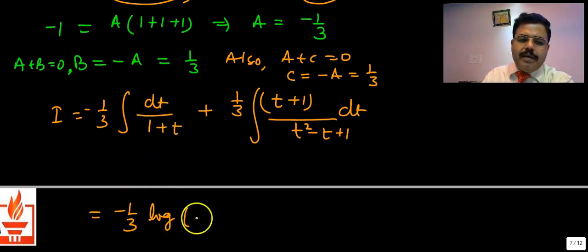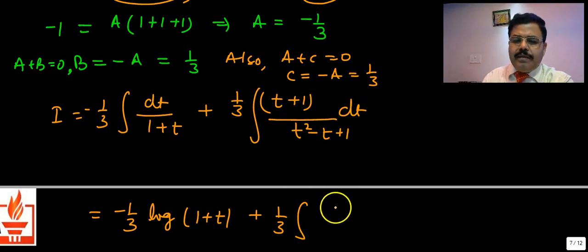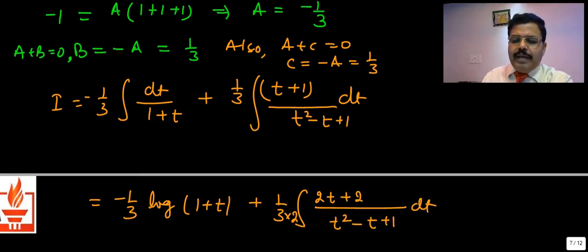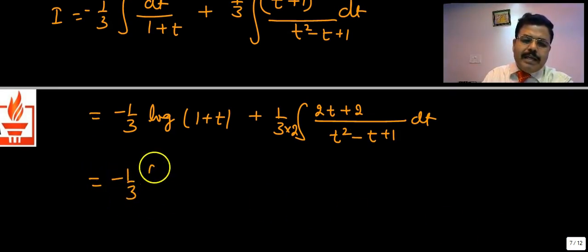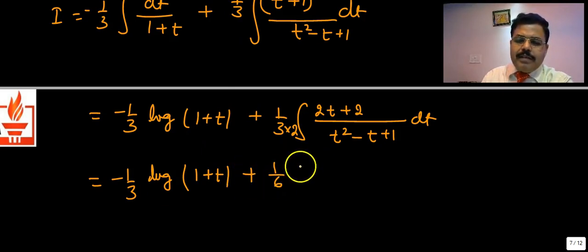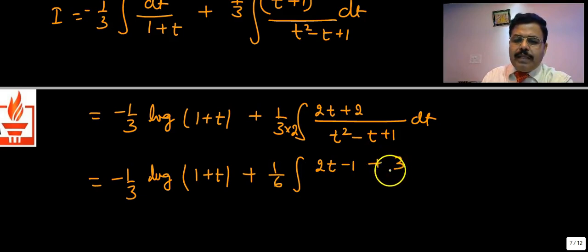So what I can write: −1/3 log(1 + t) + 1/3 integration of (t + 1). The derivative of the denominator should be in the numerator; we have done this earlier. So what should it be? 2t − 1. So if I multiply by 2 and divide by 2 as well, then what will happen? (2t + 2) divided by (t² − t + 1) dt. But we need 2t − 1. So I can write here −1/3 log(1 + t) + 1/6 integration of (2t − 1 + 1), that is 3, divided by (t² − t + 1) dt.